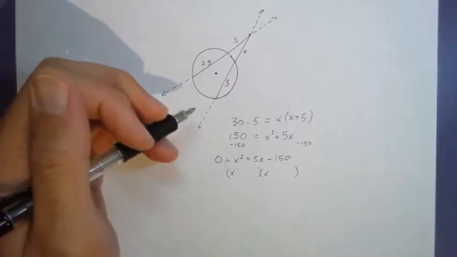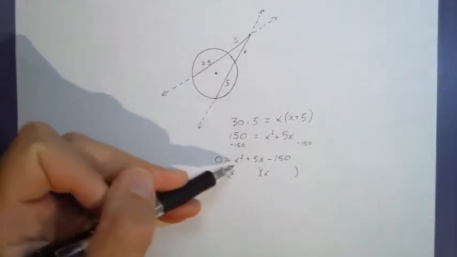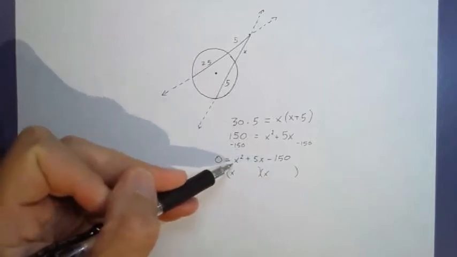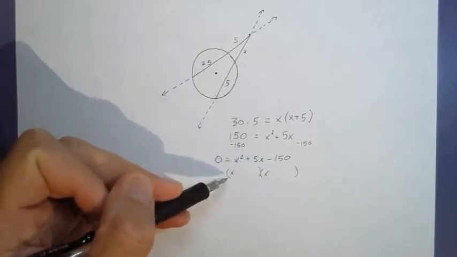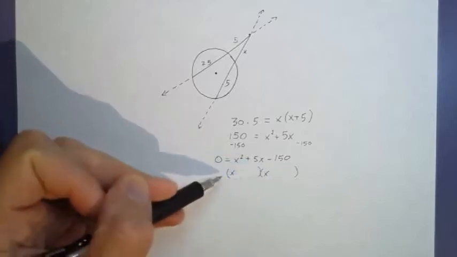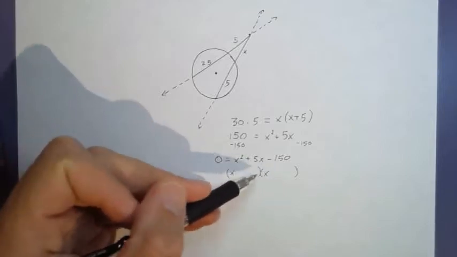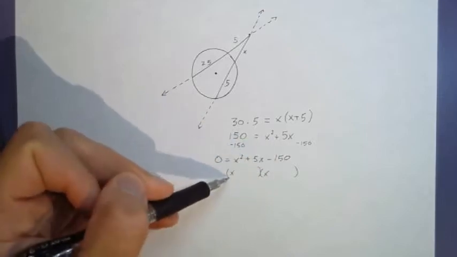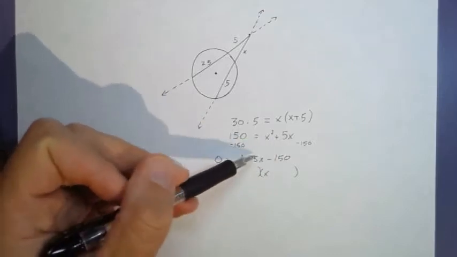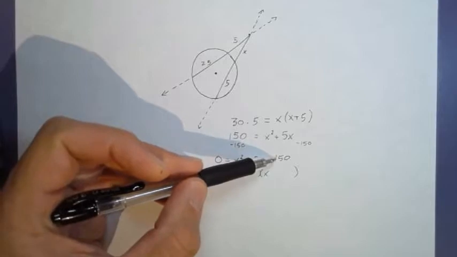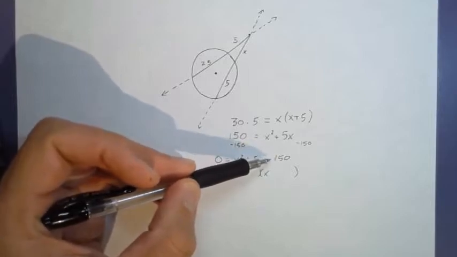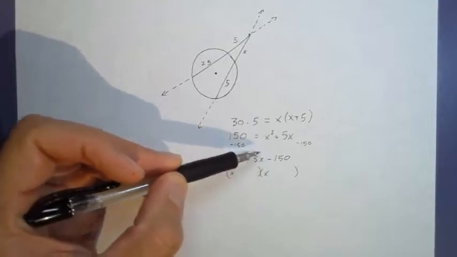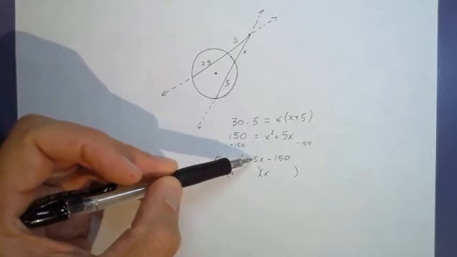At this point we're trying to solve the quadratic that we've established. We want to do it by a technique of factoring a trinomial. That just means there are 3 terms, and we're going to factor it. So we need to look at negative 150 and think of factors of negative 150 that will combine to make 5x.